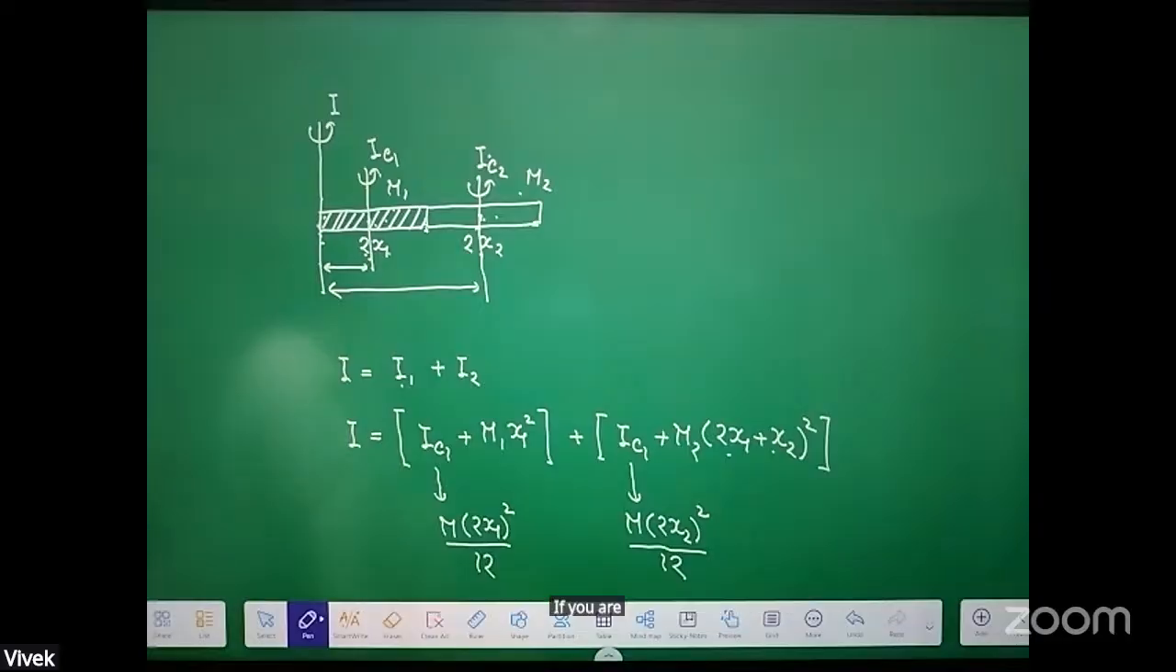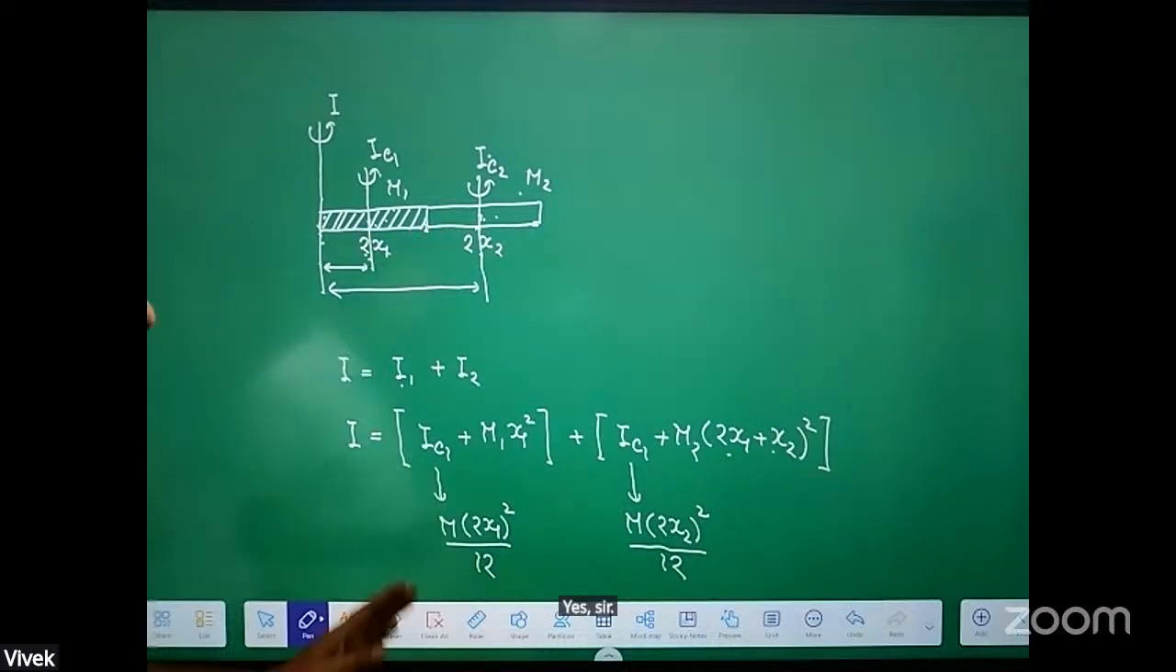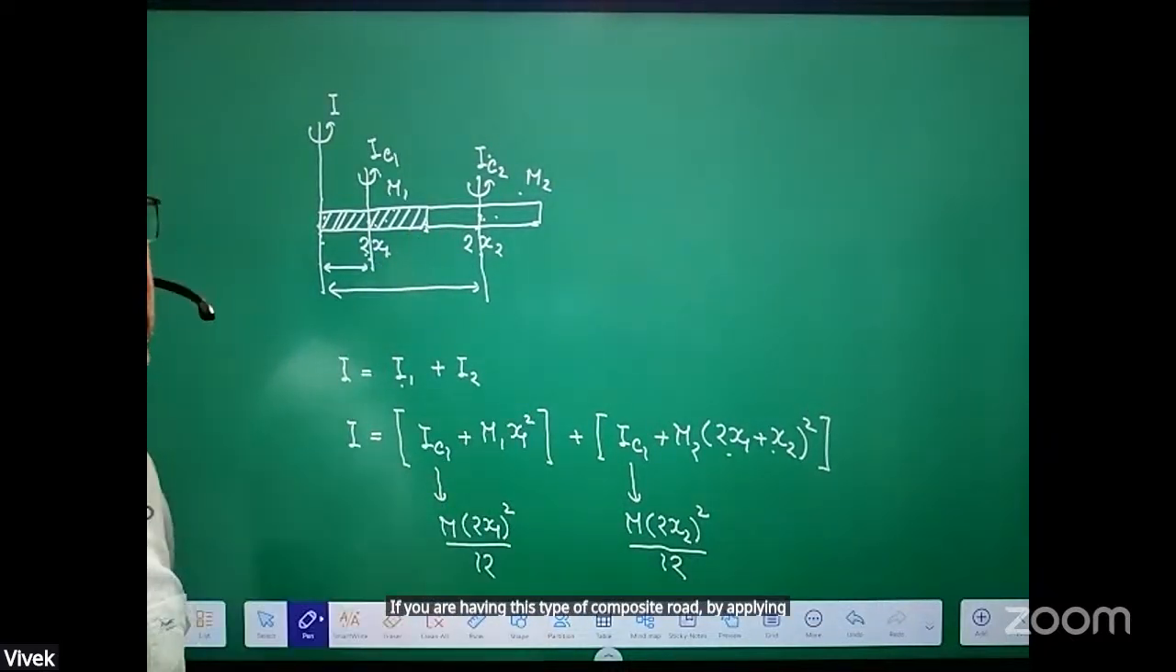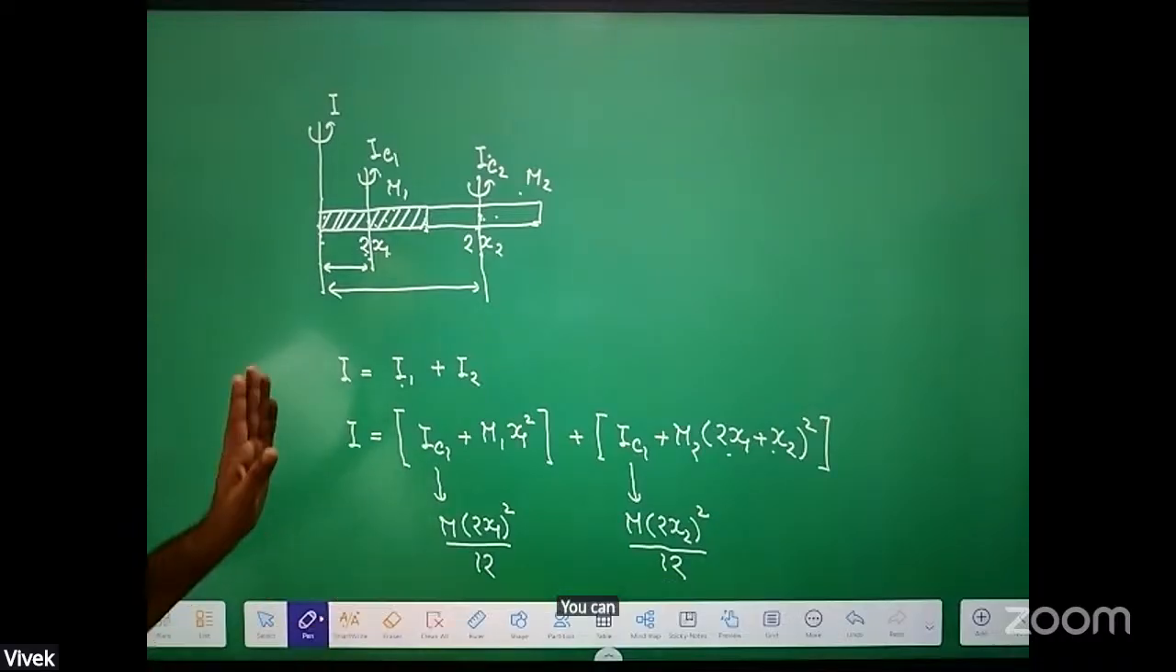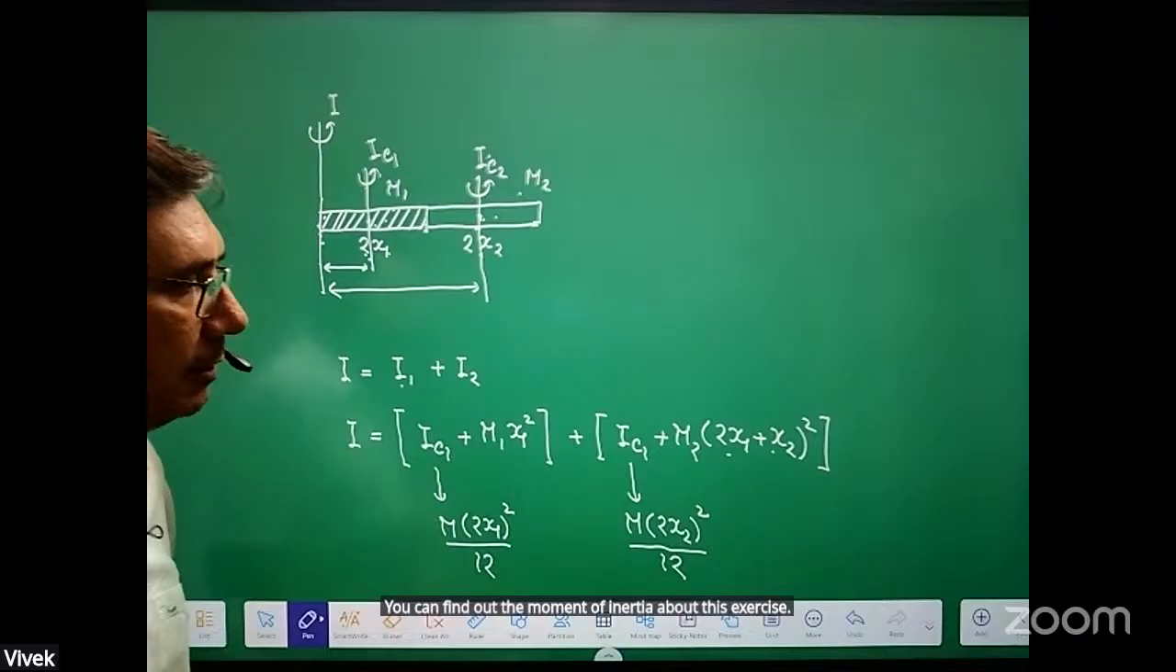Yes, sir. If you are having this type of composite system, this is called a composite rod. If you are having this type of composite rod, by applying the parallel axis theorem, you can find out the moment of inertia about this axis I.